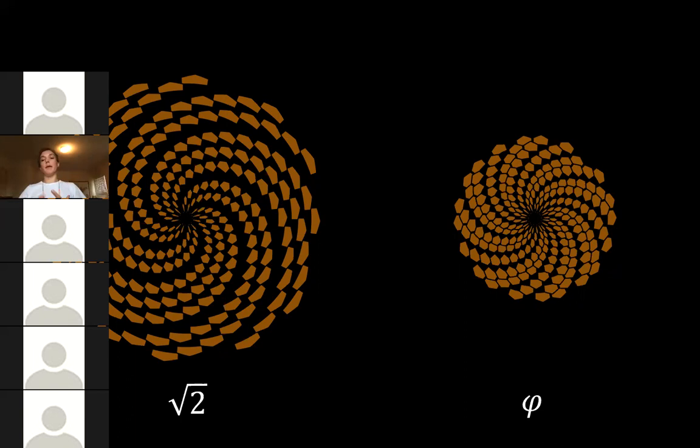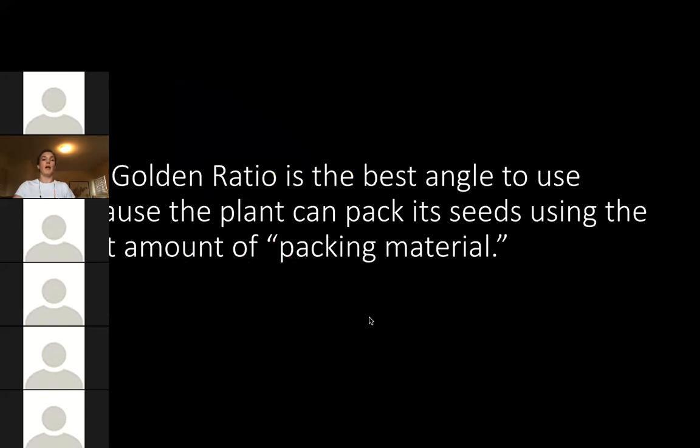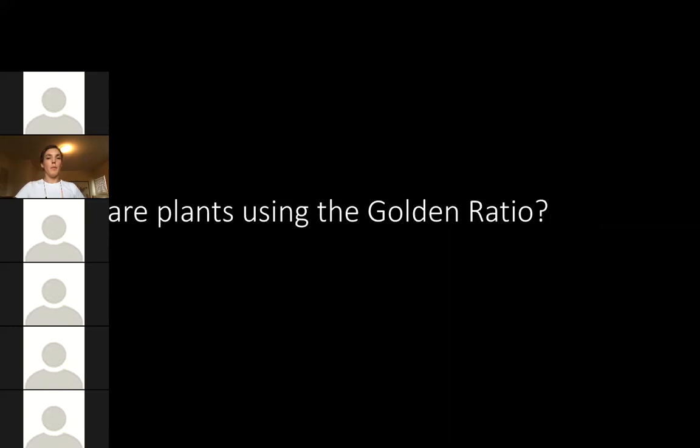One more, just because I love making all these cool patterns. So by understanding a little bit about number theory, you can show that the golden ratio is the best angle to use because the plant can pack its seeds using the least amount of packing material, whatever that is for the different types of plants. So that's what the plants should be using, but are they?